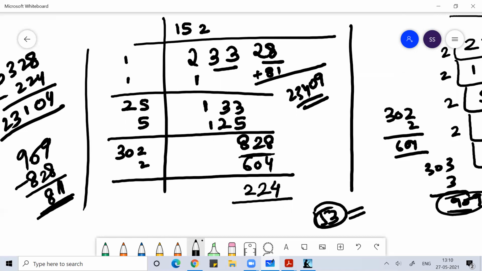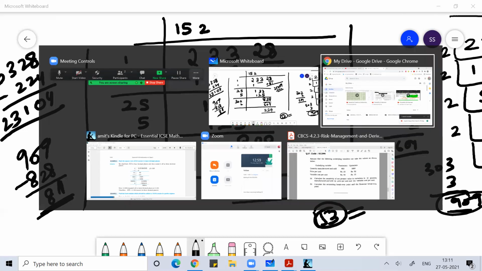So if you are adding, what can you add? 81. If you are subtracting, what can you subtract? 224. Clear? Yes, sir. So can I take a pic of it?